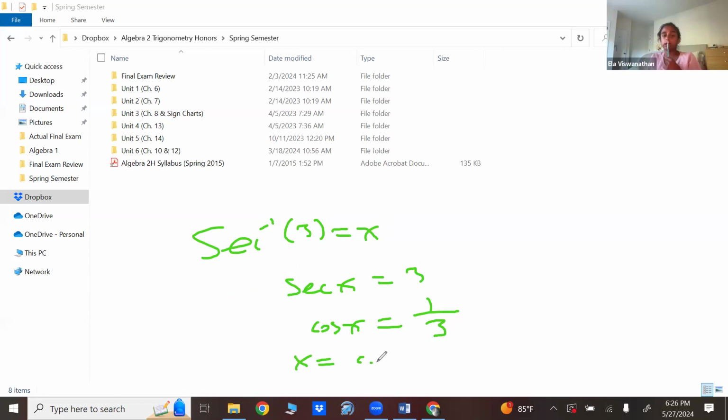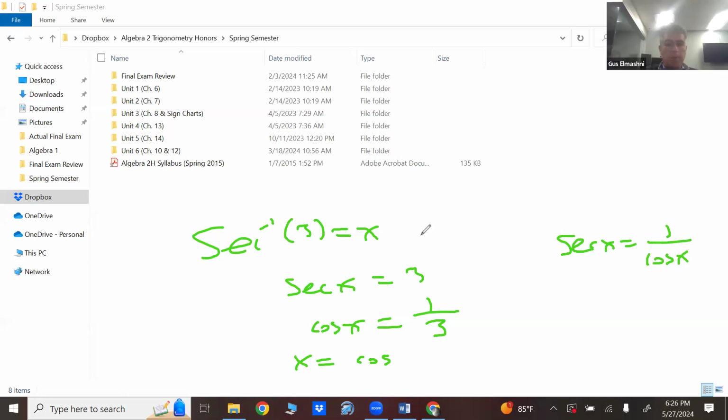Does secant negative 1 equal cosine? No, it does not. That's the inverse. Secant is just 1 over cosine. What you do is you rewrite it back as a trig function and then you flip it over and then you do the inverse cosine of 1/3 in the calculator. That's what you do. Okay, that makes sense. Yeah, so that should be pretty simple.